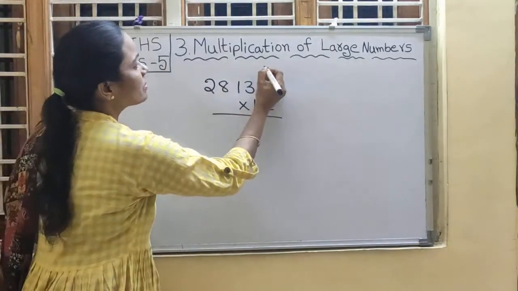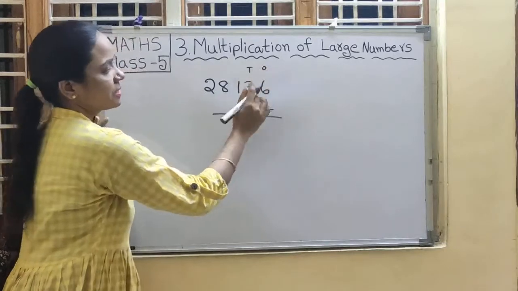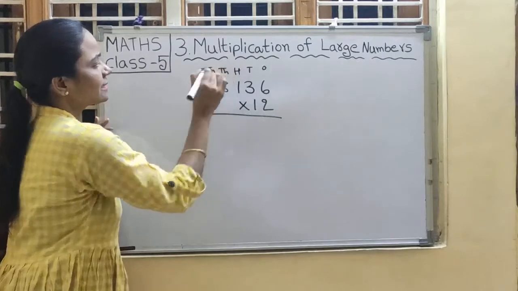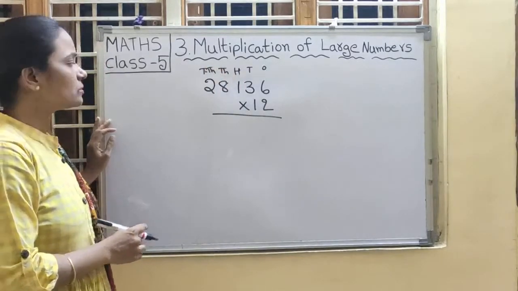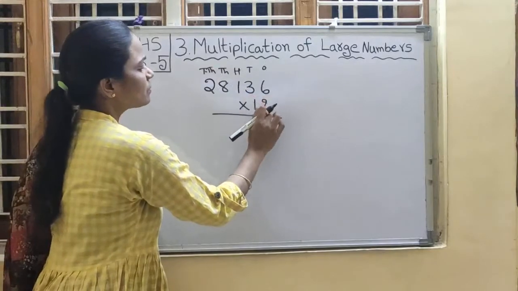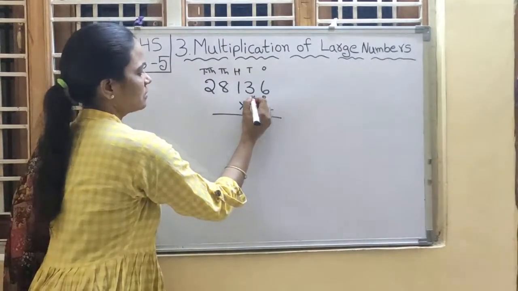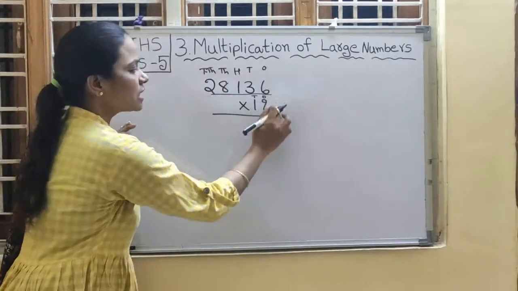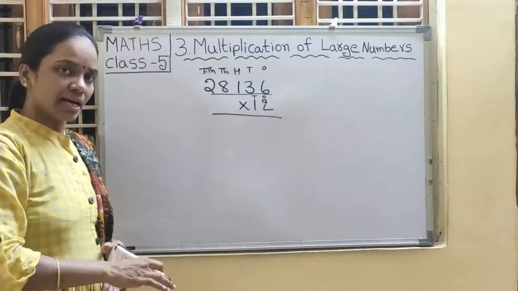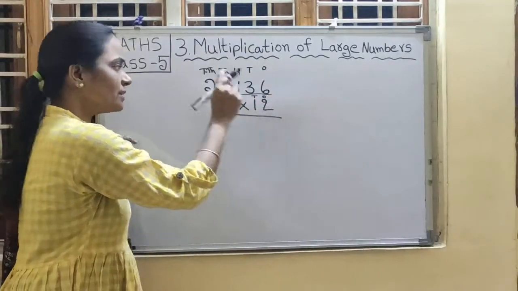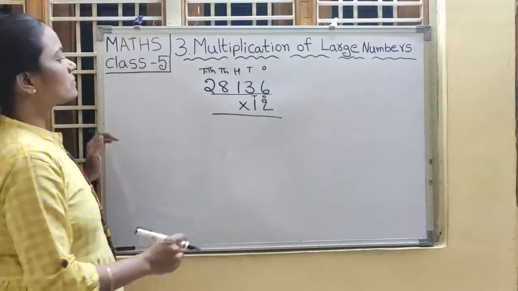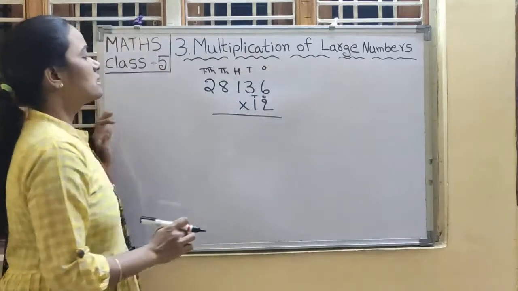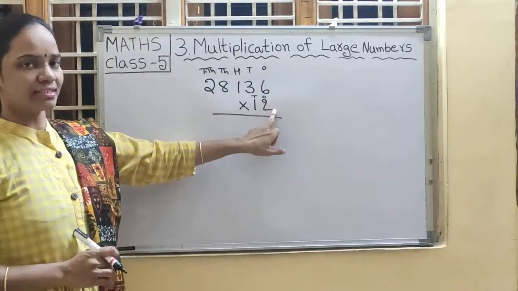So this is a 5-digit number. What are the places? Ones place, tens place, hundreds place, thousands place, 10,000s place. So first what we have to do? This whole number should be multiplied by the ones place digit first. What is the ones place digit here? 2. So this whole number should be multiplied by 2 first. After that, the whole number should be multiplied by 1. So first start with the ones place digit 2.